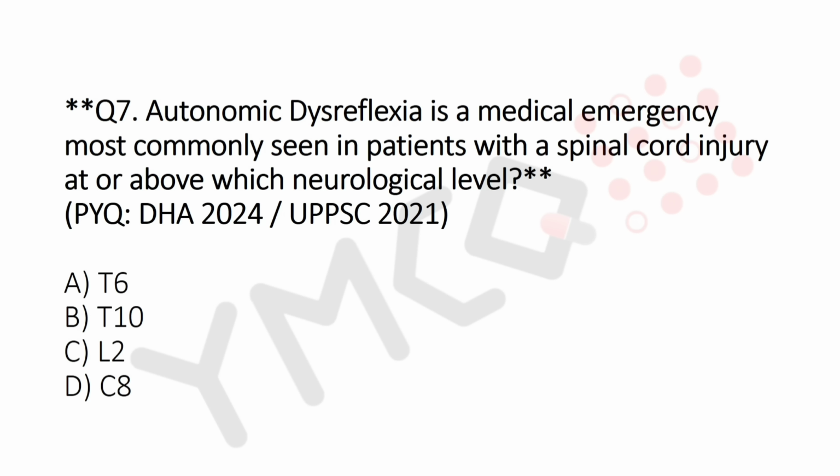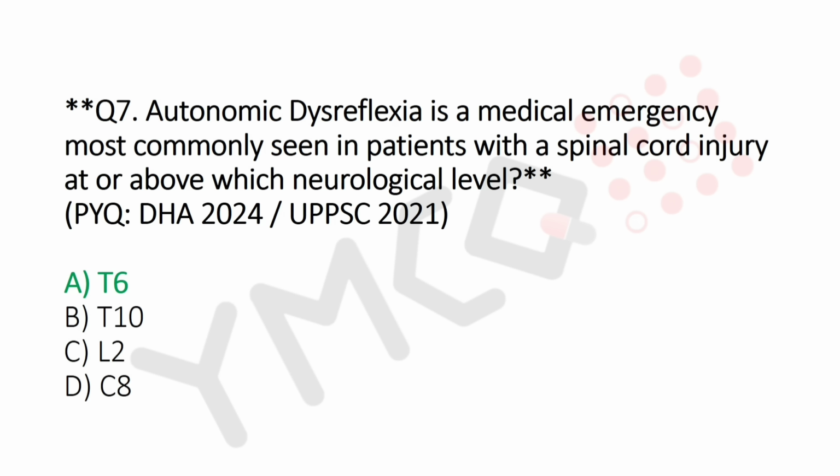Autonomic dysreflexia is a medical emergency most commonly seen in patients with a spinal cord injury at or above which neurological level? Option A T6, option B T10, option C L2, option D C8. And the answer is option A, T6. It occurs at lesions T6 and above due to noxious stimuli like a full bladder, causing a massive sympathetic spike that the brain cannot regulate.